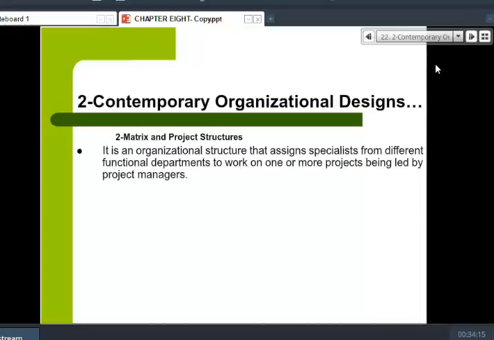Matrix and project structure. It is the organizational structure that assigns specialists from different functional departments to work on one or more projects led by project managers. So here the matrix and project structure is more about the leadership that has to be in a certain company trying to manage a project. There must be a leadership. This leadership must have the related departments and divisions.